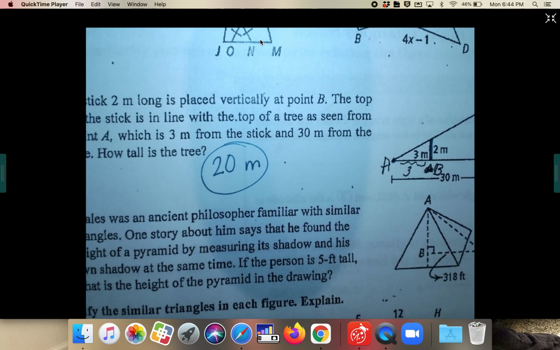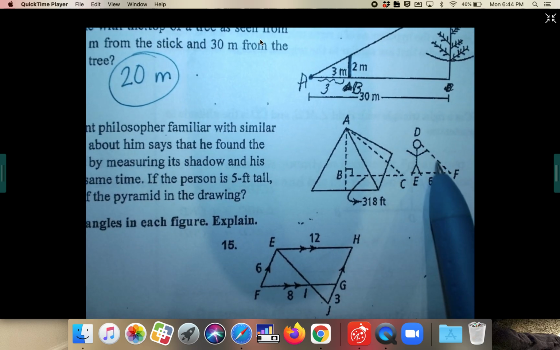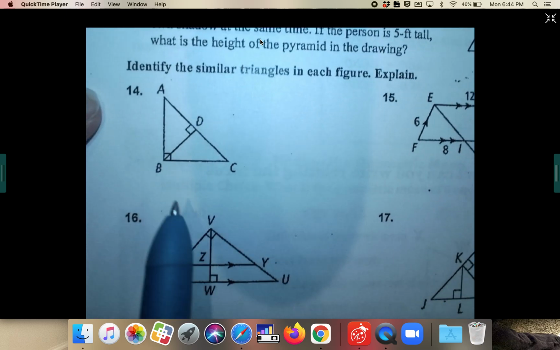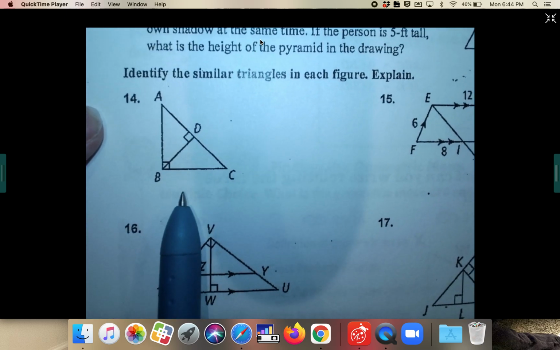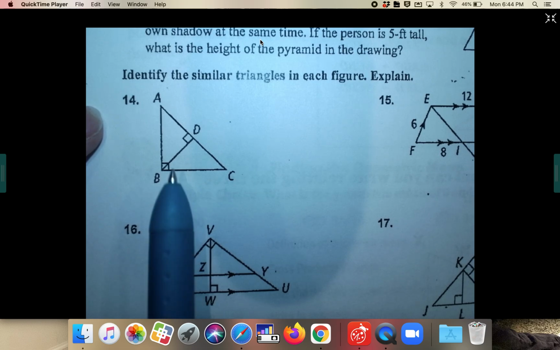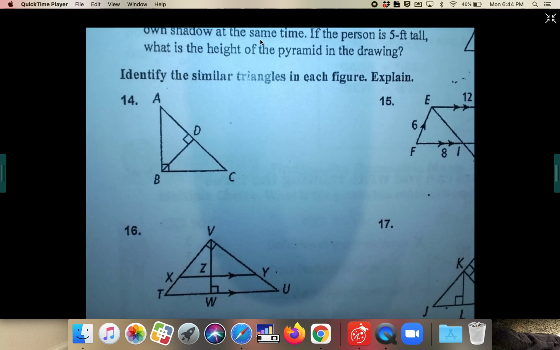Okay. We've already done a few of these shadow questions, so we're going to move on to number 14. Identify the similar triangles in each figure. So this one is an interesting one too.